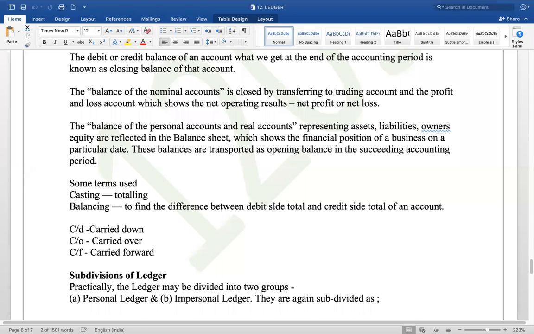Balancing. You have seen the act of balancing, no? When one side is more, the other side is less. What do you do? You take the difference amount and fill there.